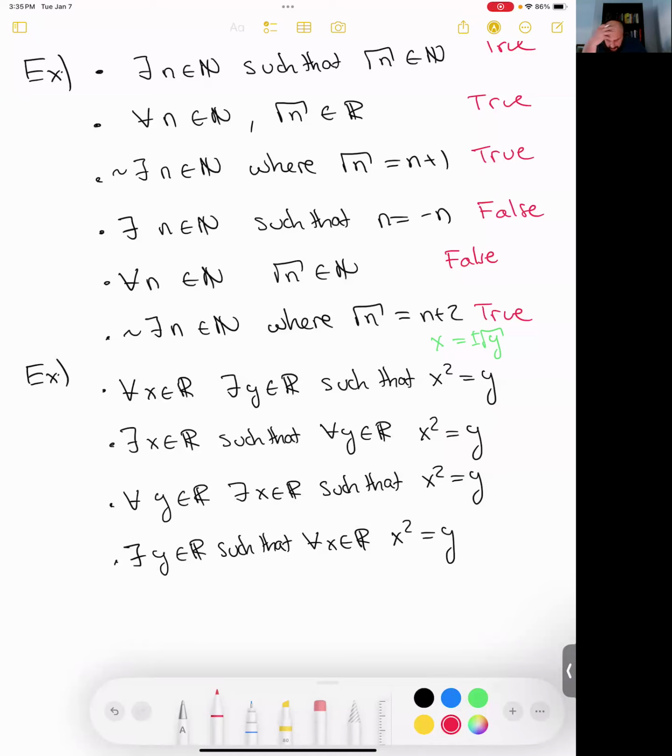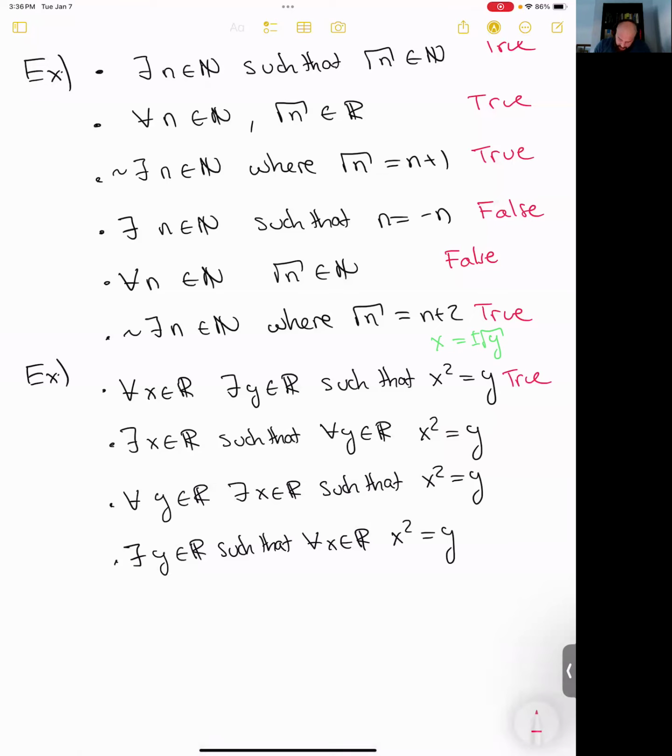No, sorry, I'm saying this wrong. So let's see. For any x, there exists a y such that when I square x, I get y. Yeah, so this makes sense because when you square x, you'll always get a real number, so it will be equal to some real number y. So that's true.